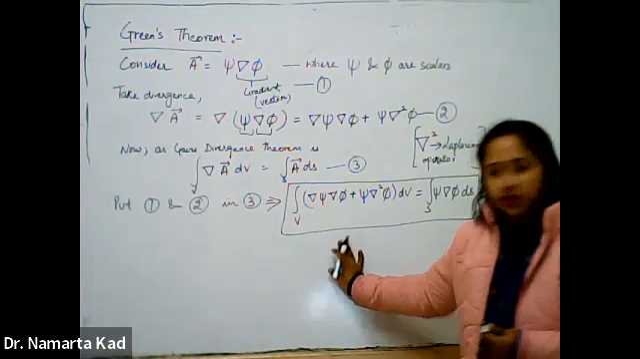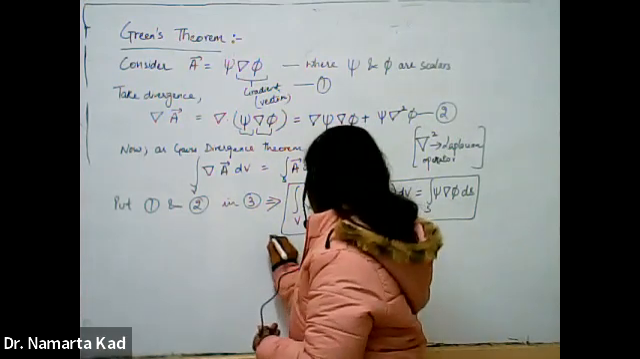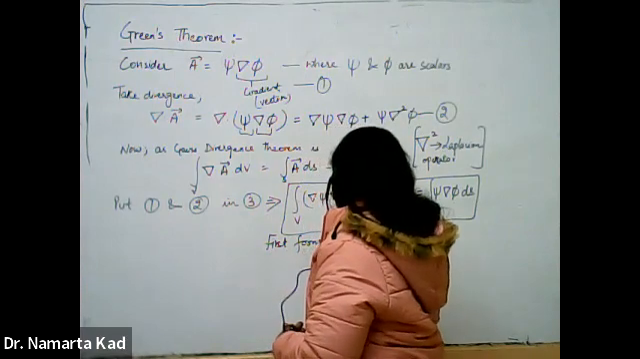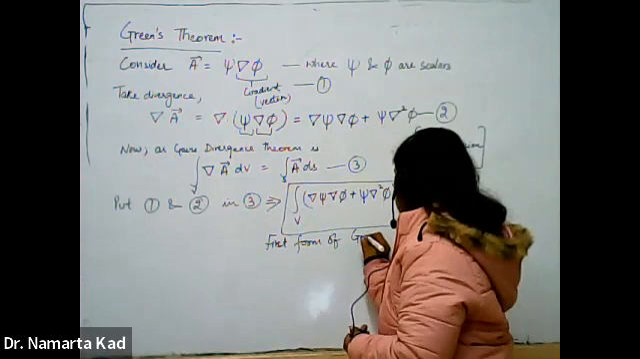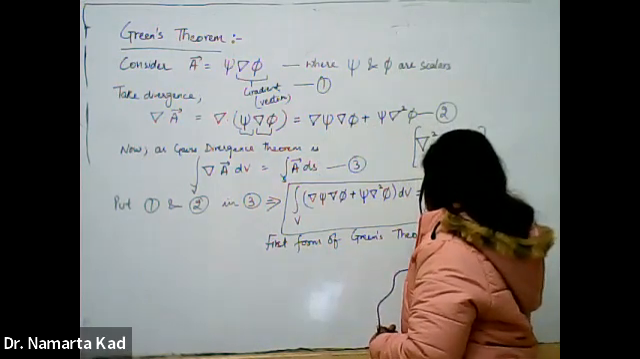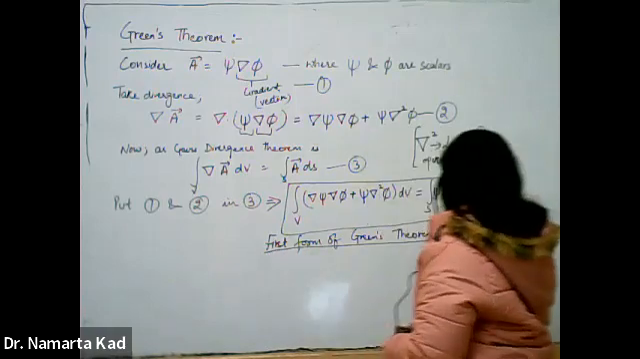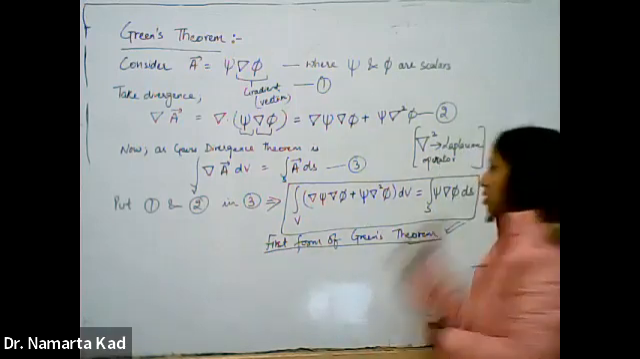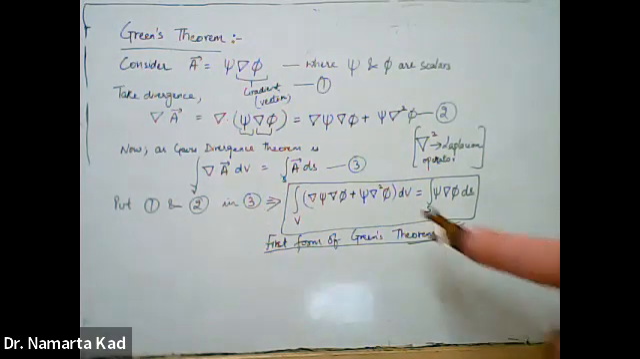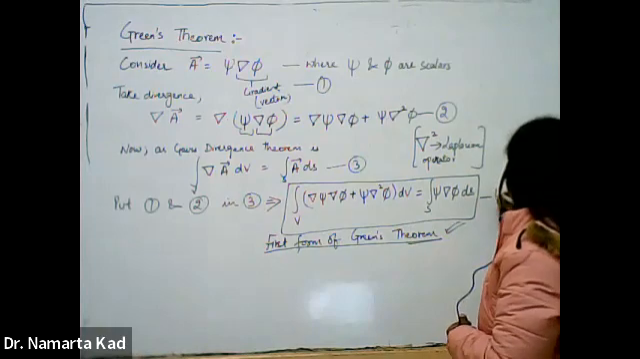This is called the first form of Green's theorem. Now there is one more form of Green's theorem, and for that just interchange psi and phi. Mark this as equation number 4.